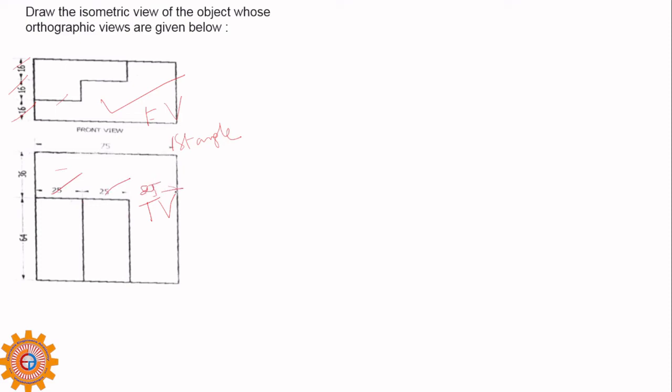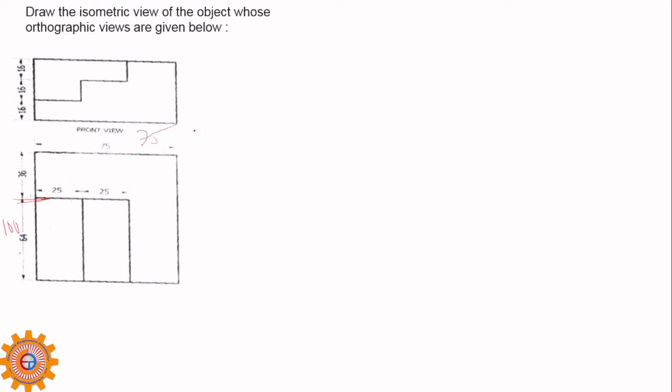So it is the total front view total length is 75. Got it? Next this is 36 and the step here it is 64. So it is 100. So you have to create a cube like 100 and 75.